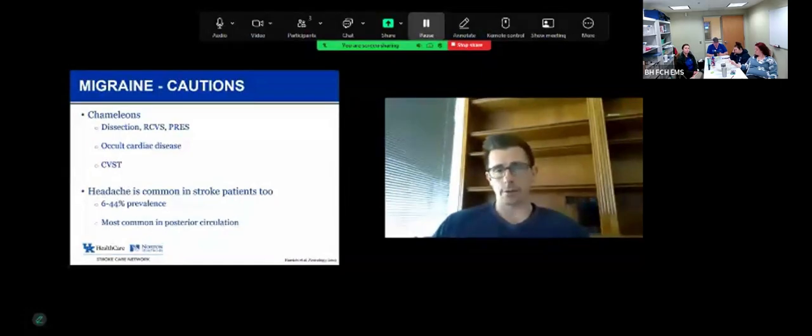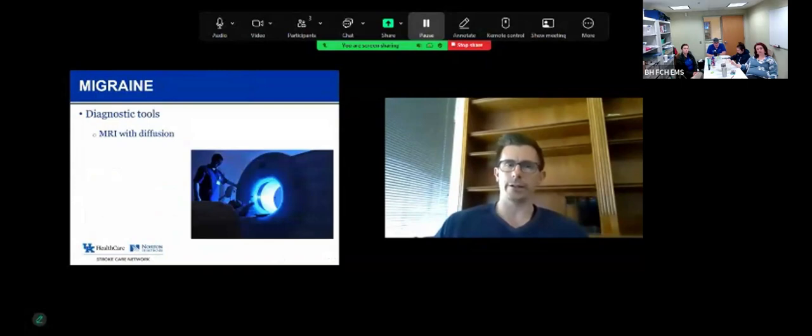Lots of stroke patients complain of headache, as many as 44% of people. It's more common in posterior circulation stroke. So again, there's no single piece of the history or exam that definitively makes this diagnosis. Again, the diagnostic tool here is MRI with diffusion, with the same caveats. MRI is not perfect, but it's pretty good at picking up stroke and helping us differentiate.